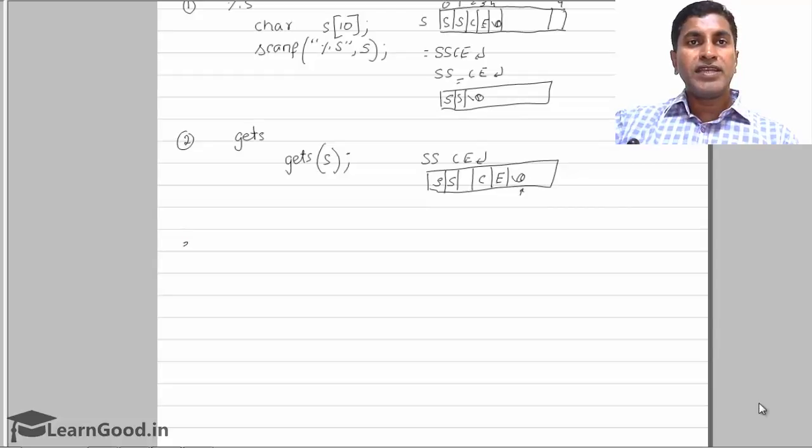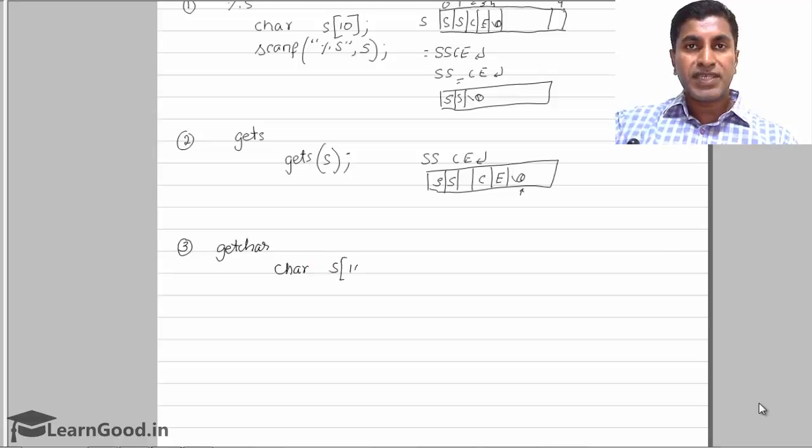If you want, you can read a string even character by character by using the getchar function. So you can read one by one character and then form it as a string. So let's see how to do that. We'll declare a character array here, S of 10 characters.